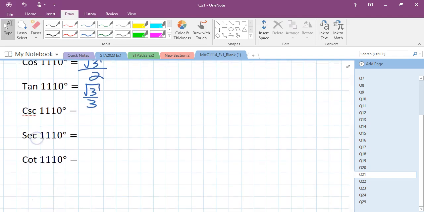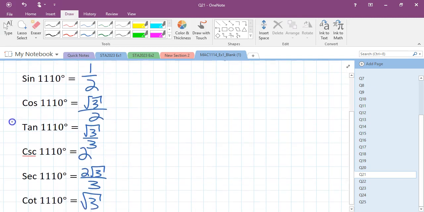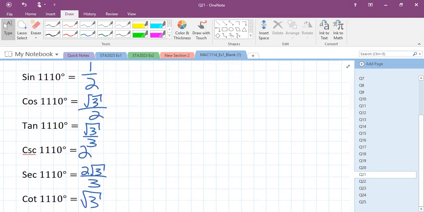Cosecant. With authority. Secant. And cotangent. There it is. You basically just had to look up whatever happened at sine, or whatever happened at 30 degrees. All right. Everyone good?